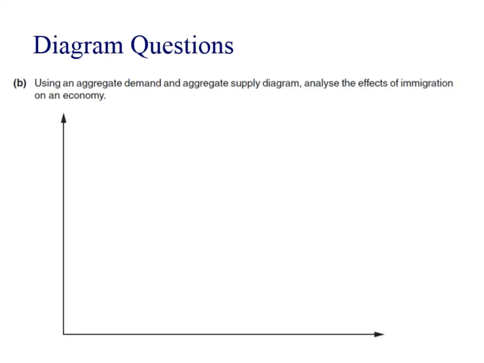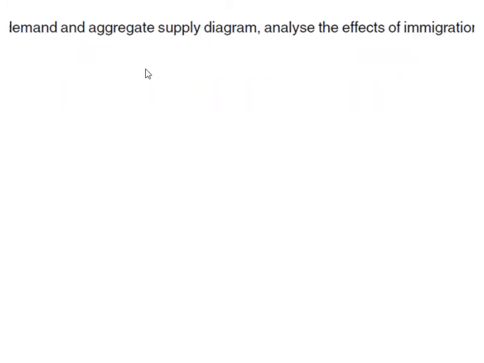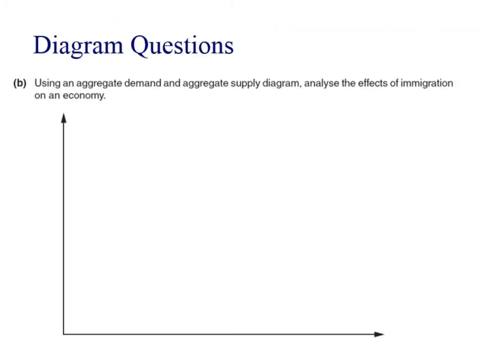So let's have a look at a diagram question using aggregate demand and aggregate supply. So we know it's a macro diagram. Analyse the effects of immigration on the economy. So you'd have to set up, let's see if I can do this now. Let's go to presentation mode. Oh, I don't think I can do it. Can I do it? No, it's not going to let me draw on this presentation. Right, I'll go back to there.